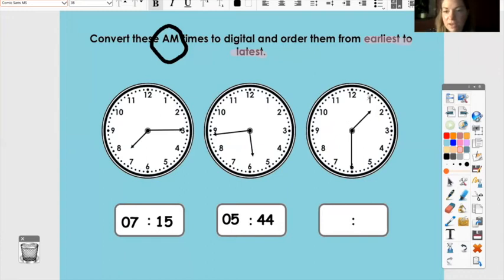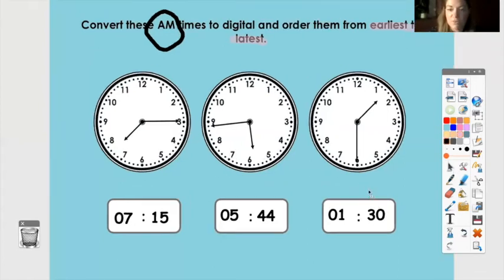And then finally, got between 1 and 2. So we've gone past the 1, but not got to the 2. So it's 1 o'clock and it's pointing straight down to 6. So that's 01:30.